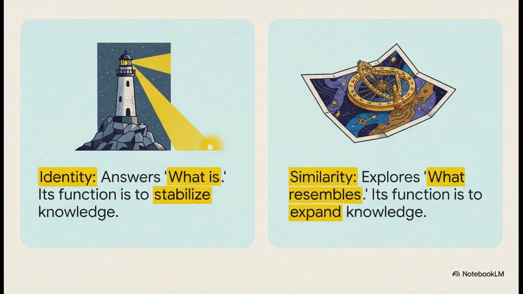So in the end, you have these two fundamental acts of cognition. Identity is all about answering the question, what is? Its job is to stabilize our knowledge. But similarity, it's all about exploring. It asks, what does this resemble? Or what could be? Its job is to expand our knowledge. And for real intelligence, real understanding, you absolutely need both.